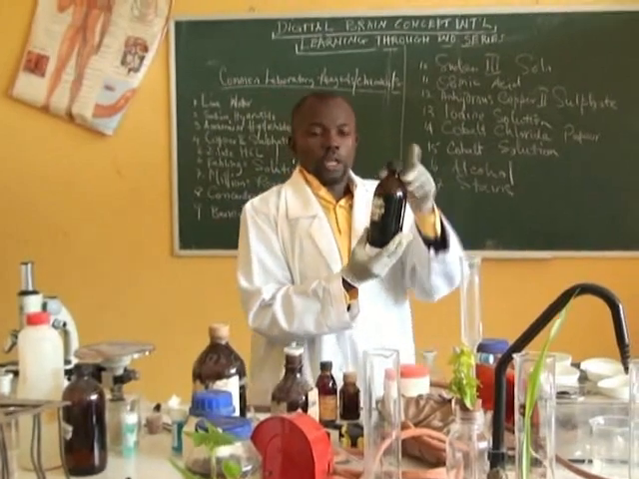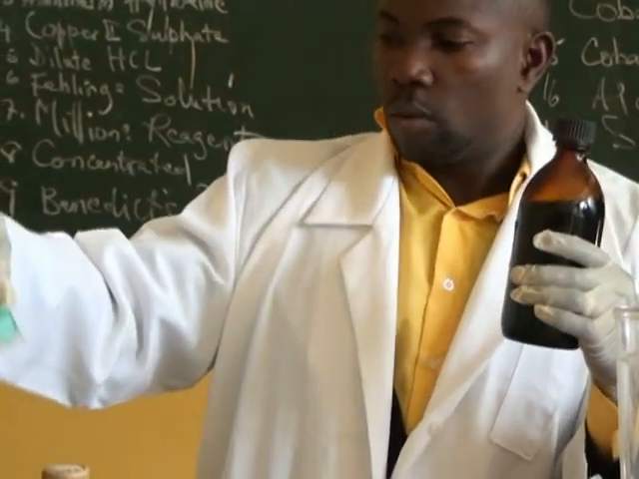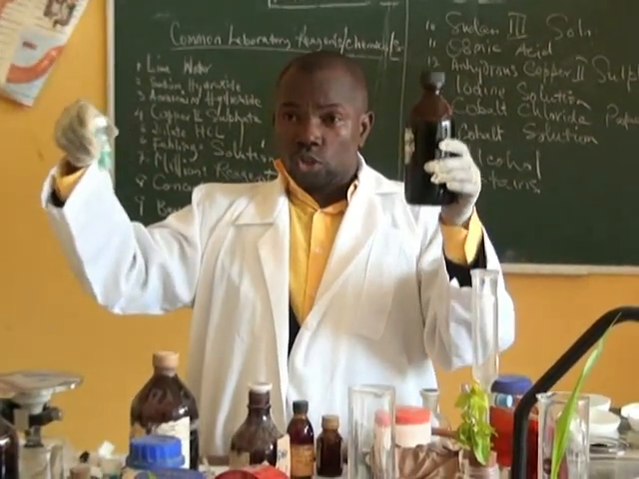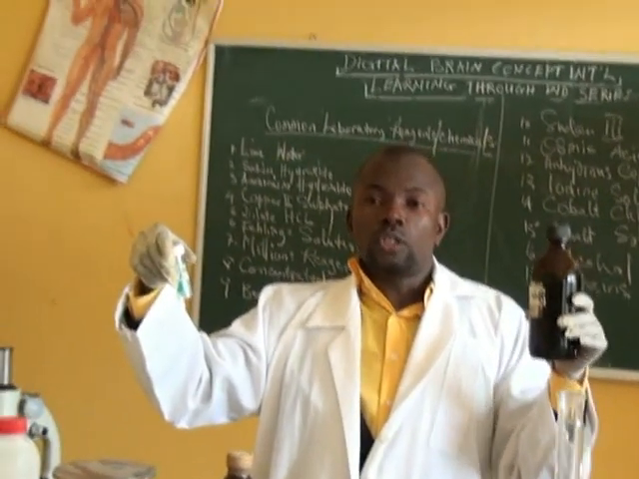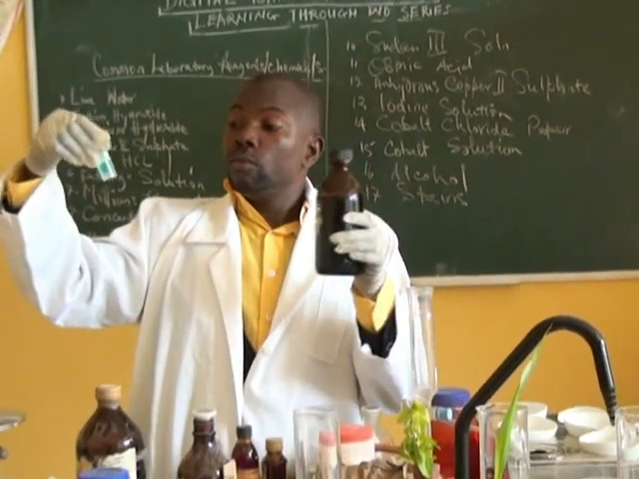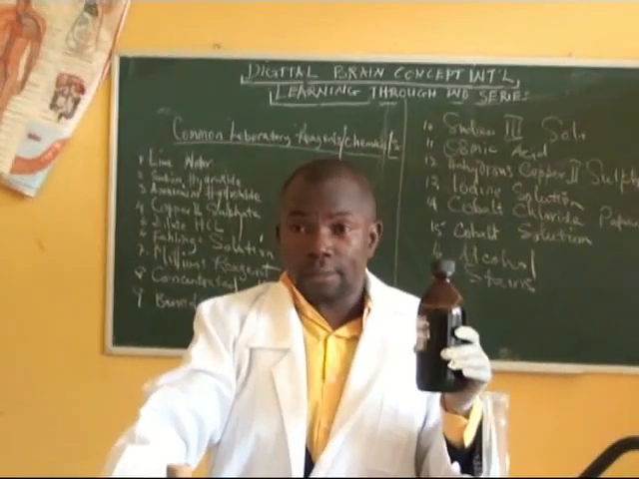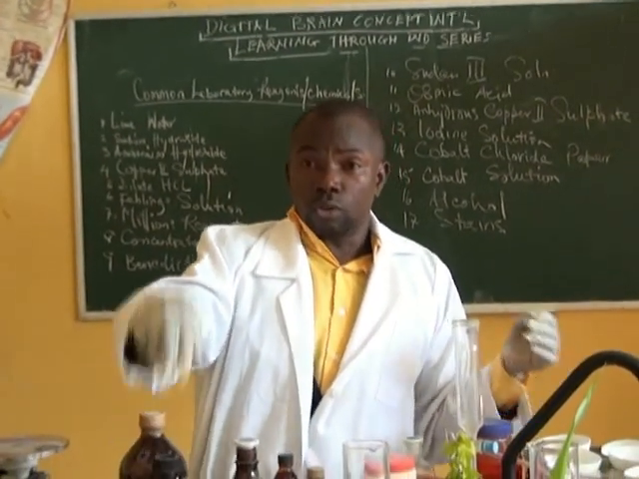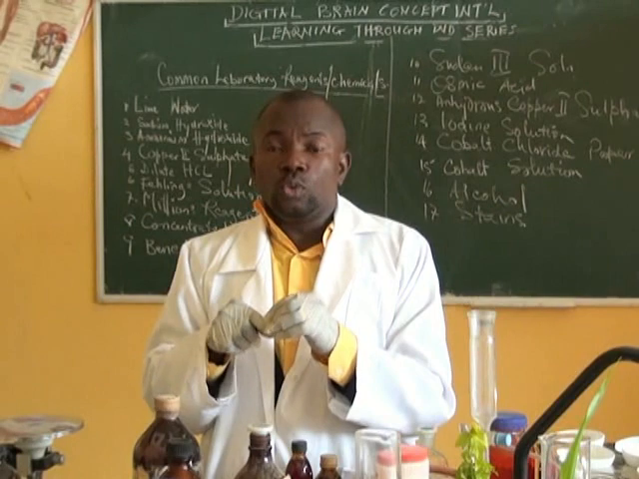This is Fehling's solution A. And we also have Fehling's solution B. We have Fehling's solution A and we have Fehling's solution B. These two solutions are used to confirm the presence of a simple reducing sugar, such as glucose, during food tests. Fehling's solution A and B, both of them are similar, except in the concentration of the chemicals we use in preparing them. The quantity of the ingredients we use in preparing them differ.